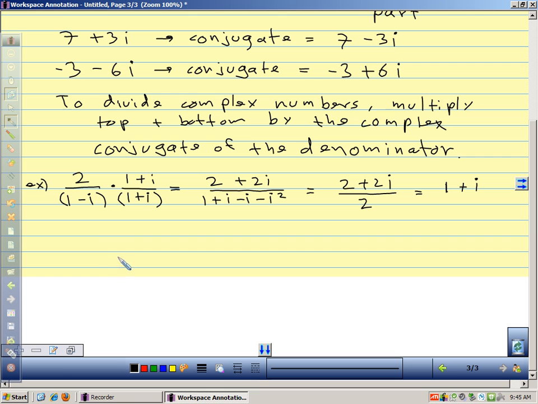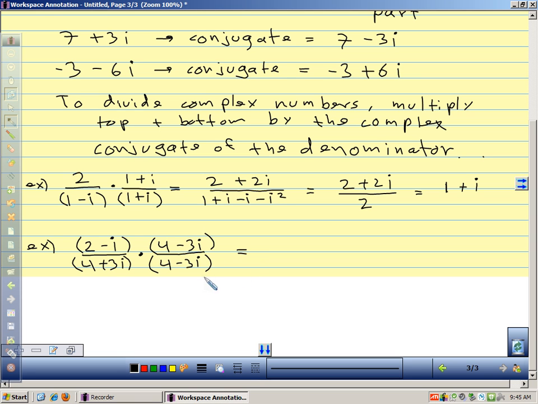And we'll do one more example if I have a complex number in the top and the bottom. So I have 2 minus i over 4 plus 3i. To divide these, I'm going to multiply by the complex conjugate of the denominator. So that's 4 minus 3i and times 4 minus 3i. And I'm going to put parentheses here so I remember I have to FOIL everything.